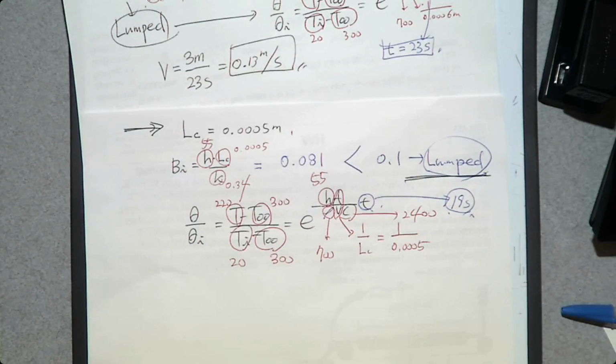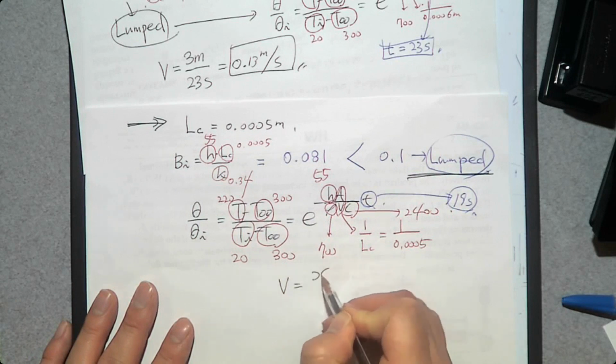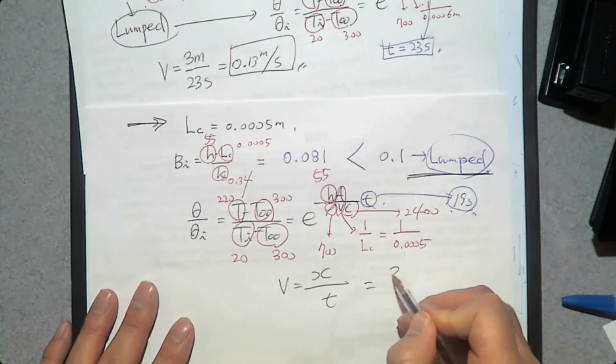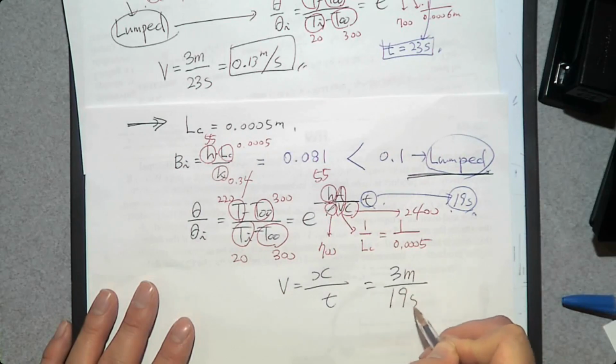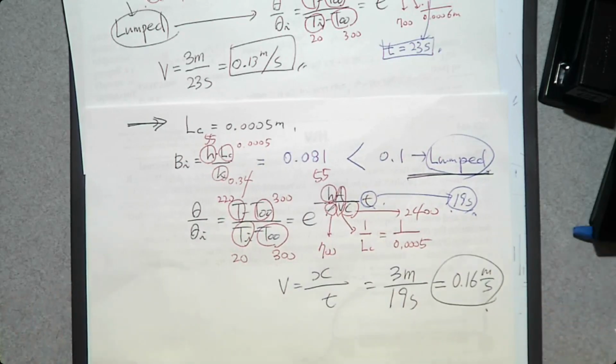Previously, the cereal should be in the oven for 23 seconds. Now only 19 seconds. So how much more cereal can you make? At least approximately 25%, right? Which is good, isn't it? So what is the velocity of the conveyor belt? Now the velocity is going to be x over time. The length of the oven is 3 meters. How long should it be there? 19 seconds. So what is the velocity? 0.16 meter per second. So we can increase the velocity from 0.13 to 0.16.